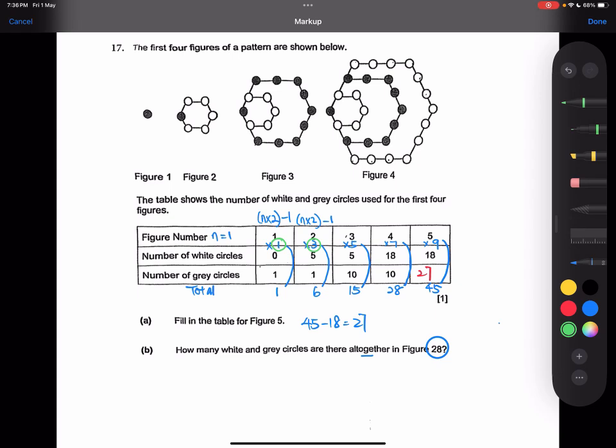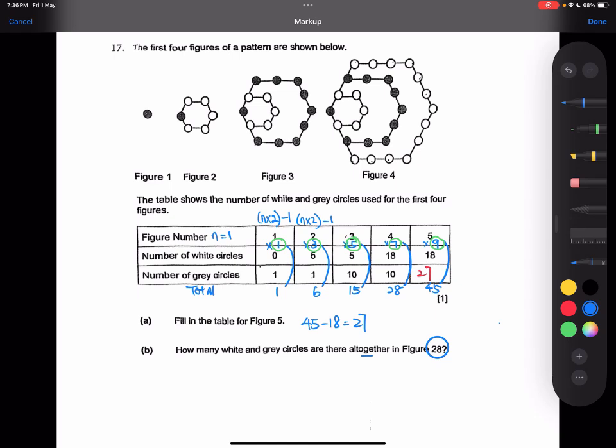So what happens is that you will take n, which is the figure number, times 2, bracket the whole thing, minus 1. That will be the figure here that you need to multiply by. Let's try it out on part B.